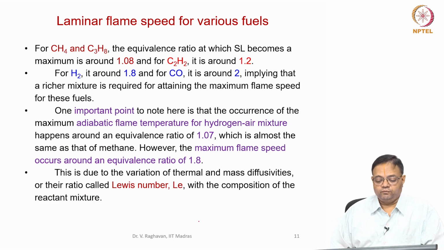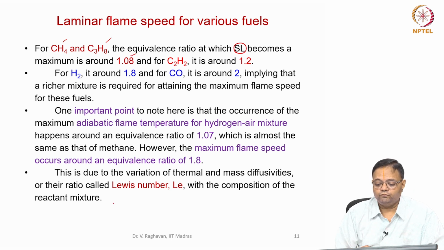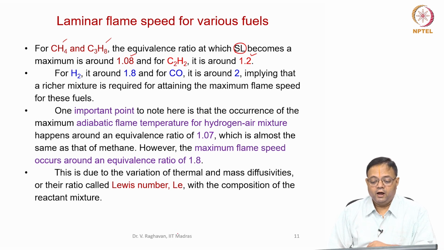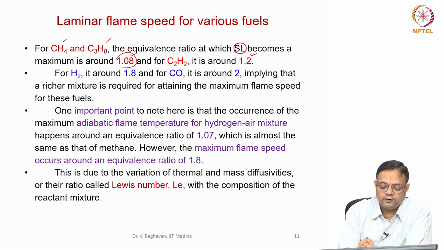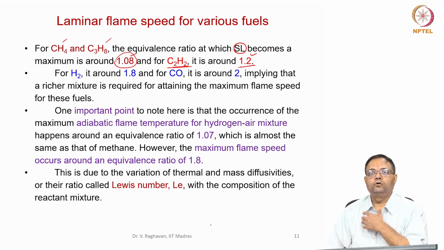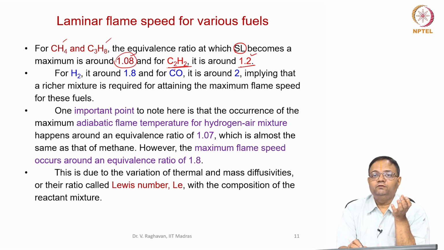Now, some quantitative information for CH4 and C3H8, the maximum flame speed occurs at equivalence ratios of about 1.08. For CH4 and C3H8, the maximum SL occurs at an equivalence ratio of 1.08. But for C2H2, it is delayed further to 1.2. So, as I told you, this is the characteristic of the properties of the fuel, how the adiabatic flame temperature varies and so on.